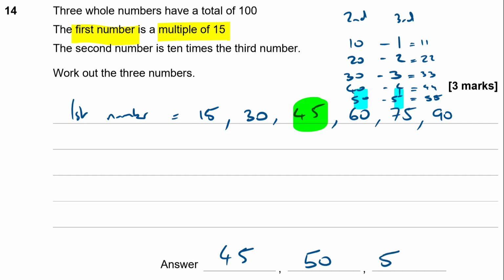So let's just double check. My first number is a multiple of 45, a multiple of 15. Yes, it is. That was correct. My second number is 10 times my third number. Yes, yes. And they add up to 100 as required. Okay, you seem to have done it.